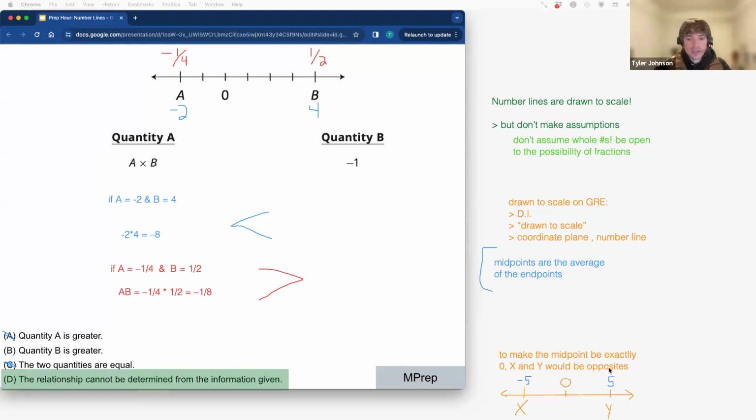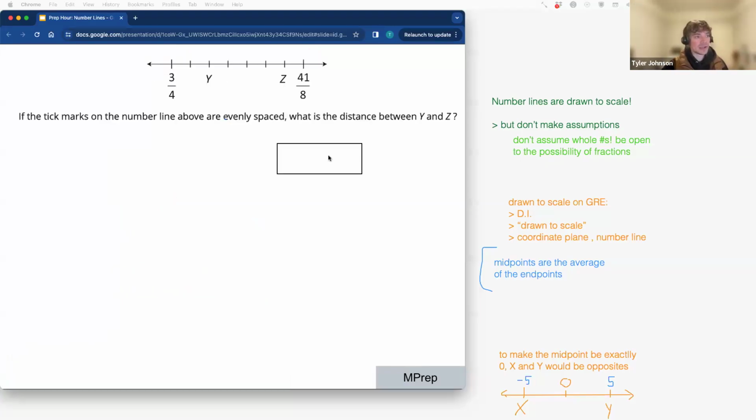Okay, here is what we call a numeric entry problem, where there are no answer choices. You just need to do the calculation yourself and then fill in the box. Give you about 3 minutes with this one.